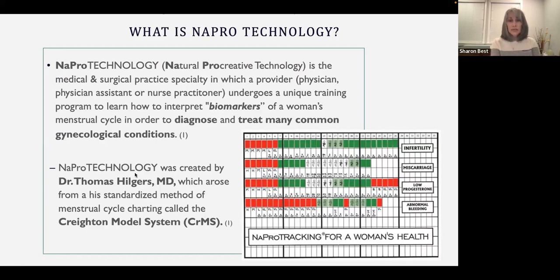So NaProTechnology was created by Dr. Thomas Hilgers, who was a faculty at the Creighton University Medical School at the time. So he created a system of tracking a menstrual cycle where a woman will generate a chart that looks something like this. After receiving thousands of charts over several years, Dr. Hilgers realized that patterns were starting to emerge. So for instance, a menstrual cycle pattern that looks something like this can indicate infertility, whereas a menstrual cycle pattern that looks like this can indicate a pending miscarriage.